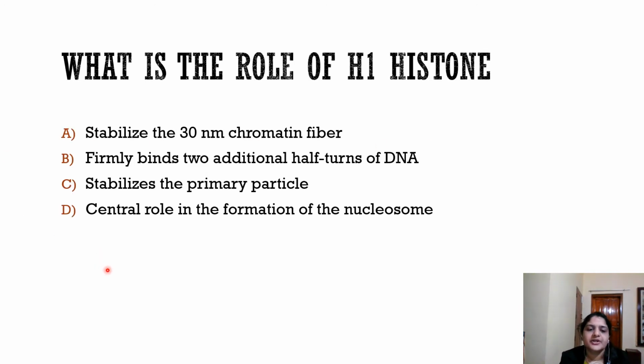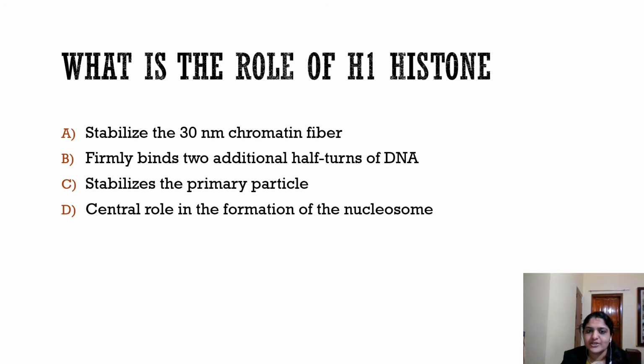Another question related to histones: what is the role of H1 histone? Now we should know the roles of each histone. The options are: stabilizes the 30 nanometer chromatin fiber; firmly binds two additional half turns of DNA; stabilizes the primary particle; central role in the formation of the nucleosome. So what is the answer? The answer is A. It stabilizes the 30 nanometer chromatin fiber.